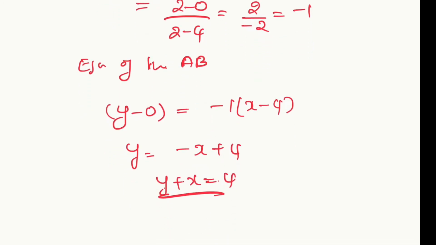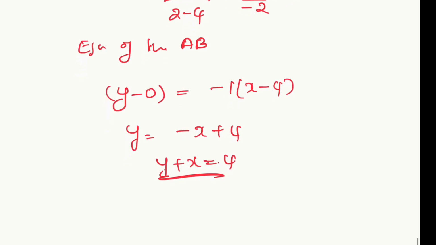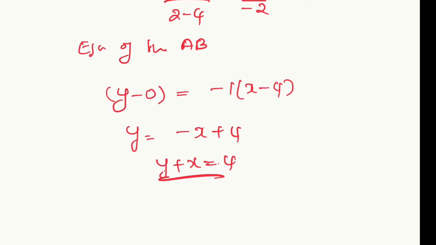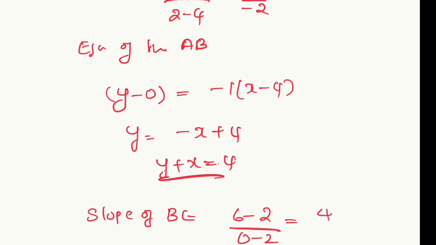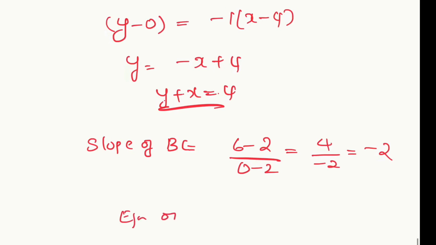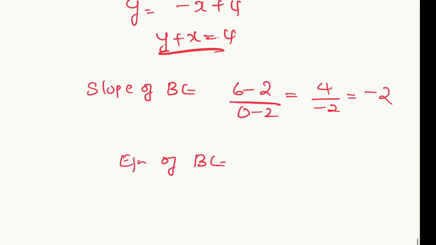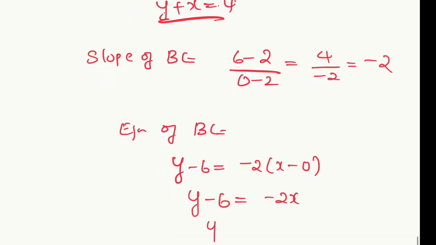Now similarly, we need to find BC, right? So how will you find BC? Slope of BC is equal to 6 minus 2 by 0 minus 2, that is equal to 4 by minus 2, equal to minus 2. So equation of BC will be y minus 6 equal to minus 2 into x minus 0. y minus 6 equal to minus 2x. y plus 2x equal to 6. This will be the equation of BC.